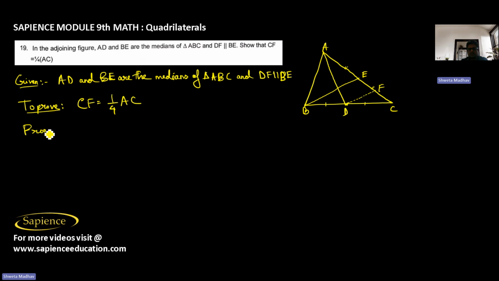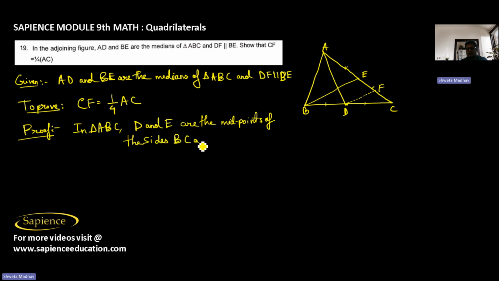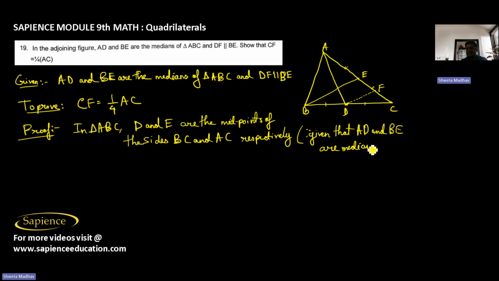So the proof is that, in triangle ABC, D and E are the midpoints of the sides BC and AC respectively, since it is given that AD and BE are medians of triangle ABC.